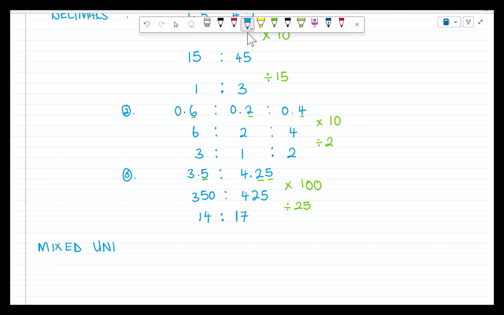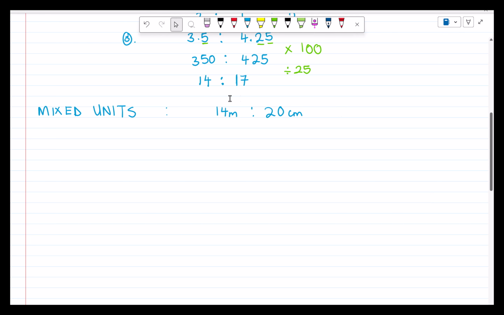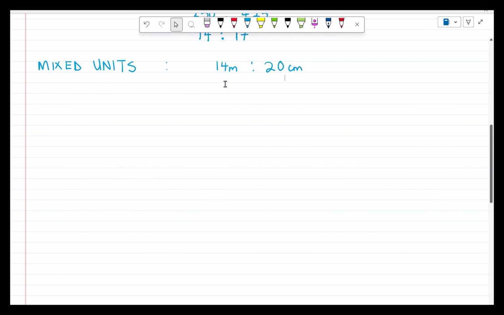The second set that we're going to look at is ratios with mixed units. For example, we have 14 meters is to 20 centimeters, and we want to simplify this. We have meters and we have centimeters. We cannot simply find the highest common factor of these because they are different. So what we're going to do first is to convert one to the other unit. Since we have meters and centimeters, it is always easier to change from a larger unit to a smaller unit. By so doing, we will not have decimal places.